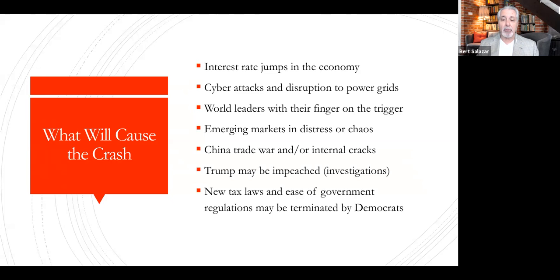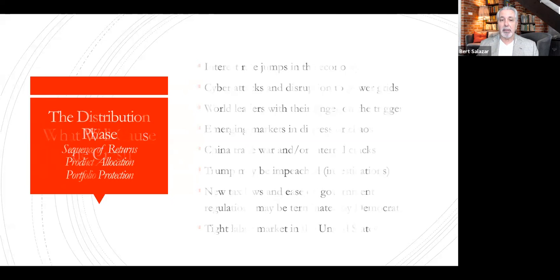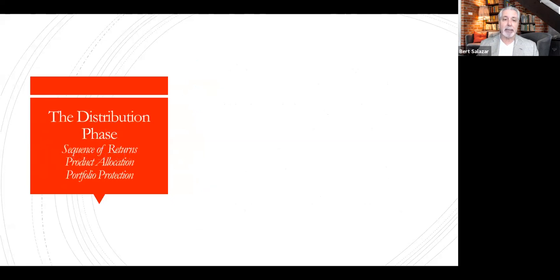New tax laws and ease of government regulations may be terminated by the Democrats if they happen to take power. And what impact is that going to have on the economy overall? And obviously taxes may have a negative impact on that as well. And then tight labor markets can also have a negative impact on the U.S. economy. So obviously these are things that we've got to be paying attention to.